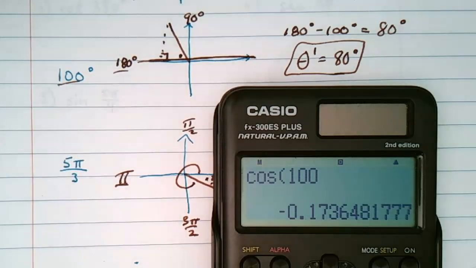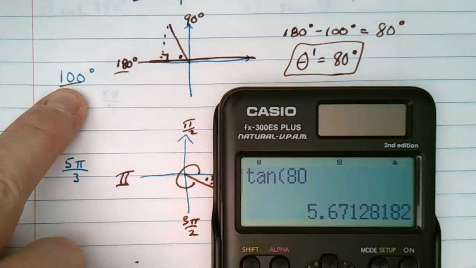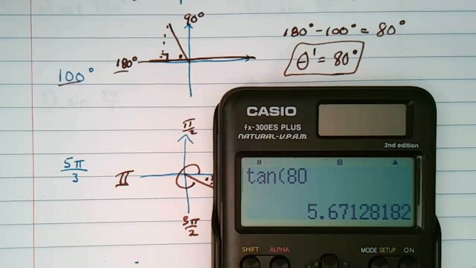How about tangent of 80? Tangent of 80 is going to be positive 5.67. Tangent of 100 will be negative 5.67. Cool. So reference angles: these are what allow our right triangle definitions to work in the other three quadrants.